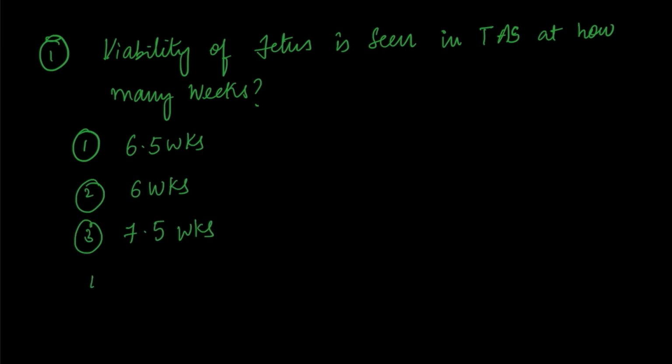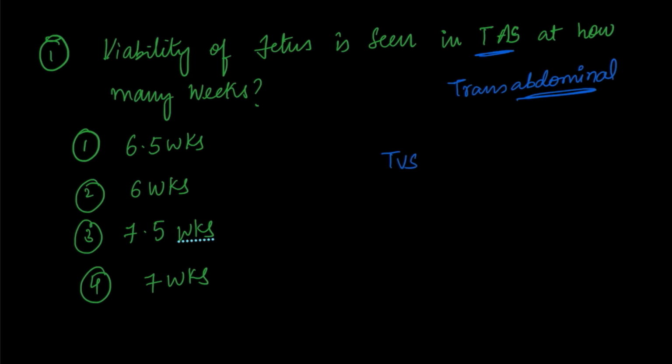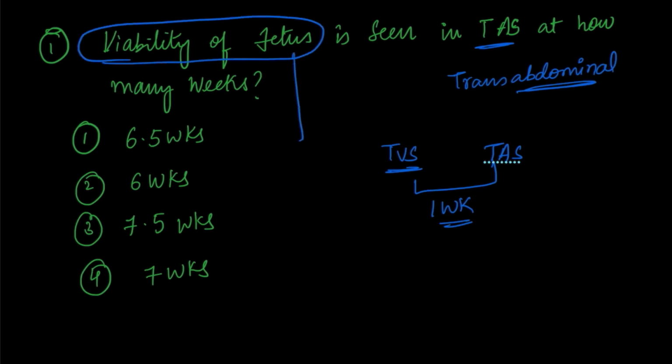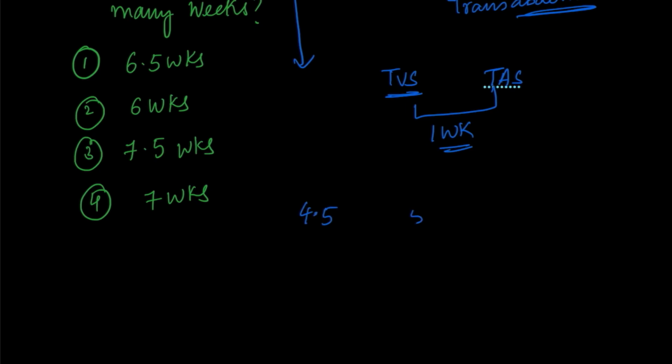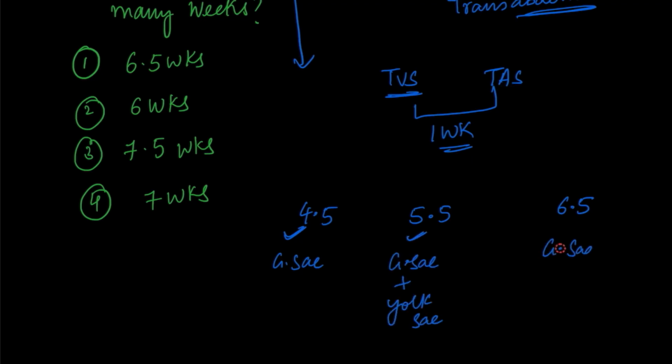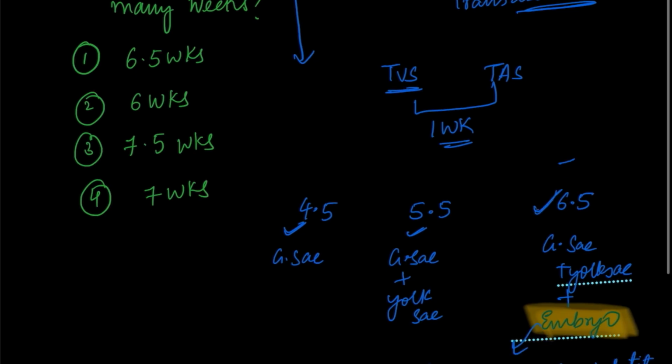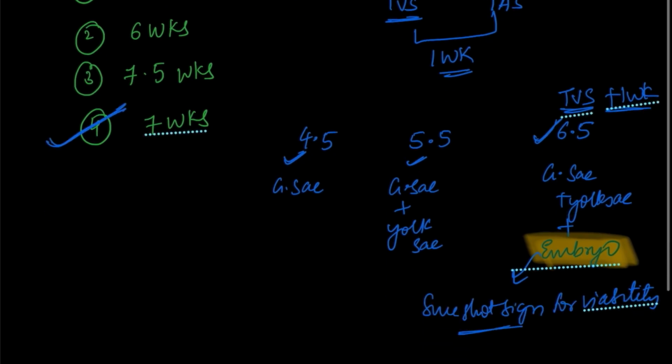The question here is: viability of the fetus is seen in trans-abdominal ultrasound at how many weeks? Basically they're asking about trans-abdominal. Usually there is a 1 week difference between transvaginal and trans-abdominal ultrasound. What I am going to tell you is about transvaginal ultrasound. At 4.5 weeks you will see the GSAC. At 5.5 you will see GSAC plus yolk sac, and at 6.5 you will see GSAC plus yolk sac plus embryo, and viability of the fetus is related to the embryo. But they are asking about trans-abdominal ultrasound, meaning you have to add 1 week, that is 7 weeks.